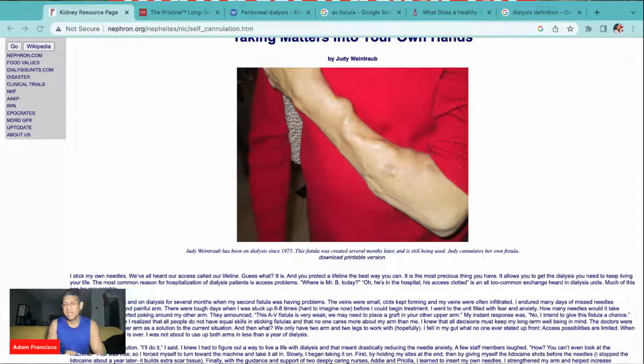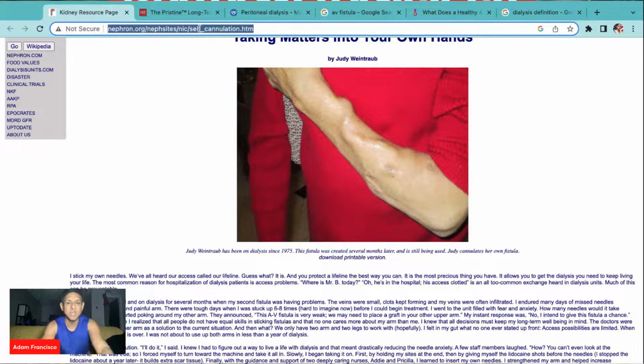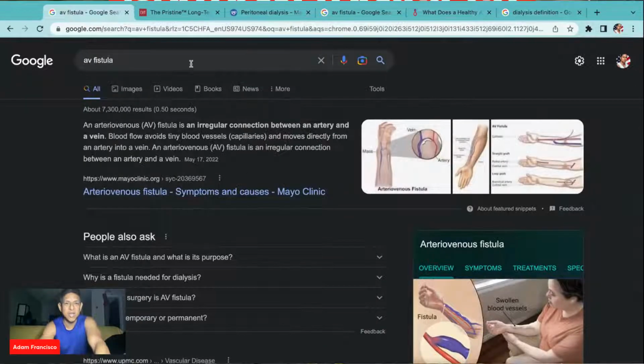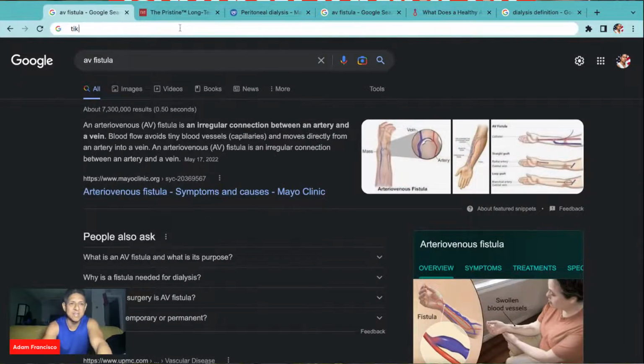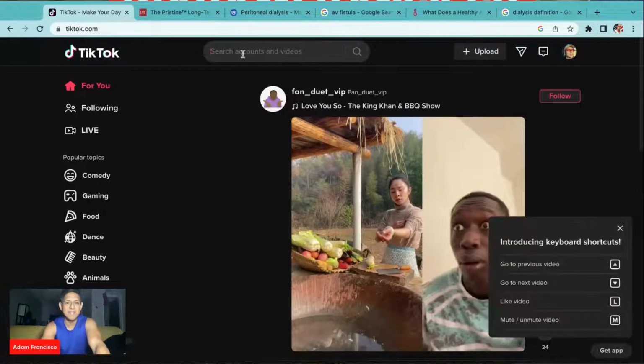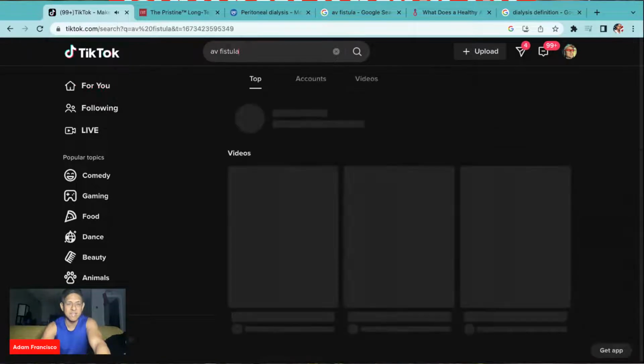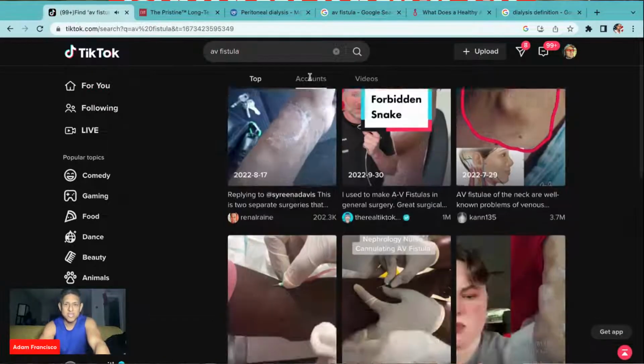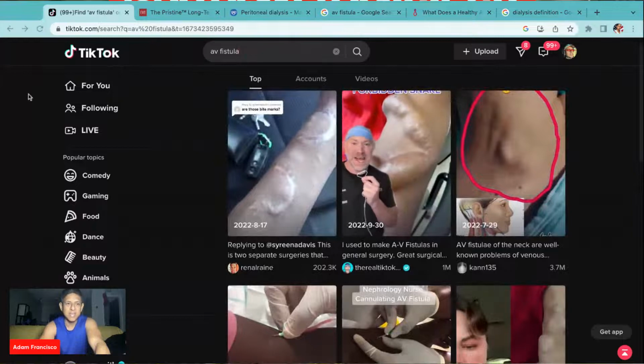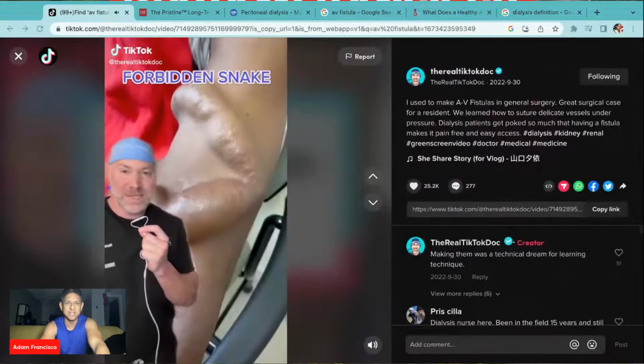The second thing is, on a superficial level, I'm very thin skinned in my arms. You could easily see my veins. Doctors love giving me the needles because they love my veins in my arms. This would look really grotesque on me. I'm not going to lie. This would look really grotesque. And, if you guys ever wanted to go on TikTok and type in AV fistula, you will see some really disgusting examples of what this looks like.